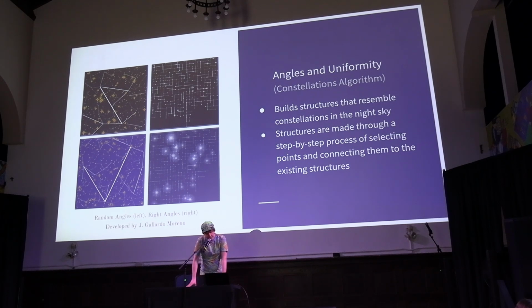I had a student, Giovanni, who wanted to replicate constellations in the night sky. Giovanni learned about angles and uniformity in geometry, and doing so was able to replicate these constellation-like patterns. And the process would step-by-step select points and connect them together in various ways based on the parameters. So up here we have these sort of 90-degree angle patterns, but over here we have more triangular-like patterns.